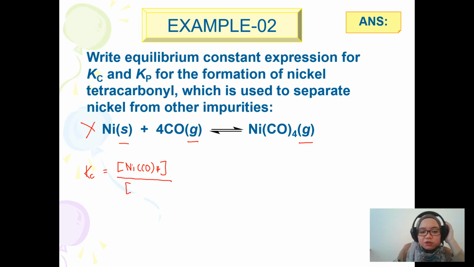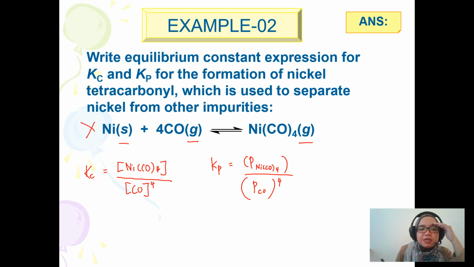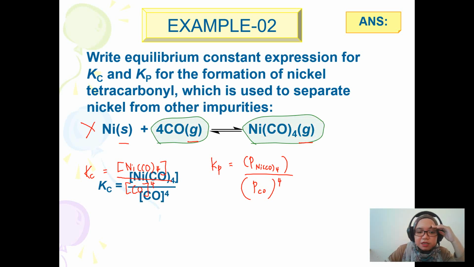over the concentration of CO to the power of 4. So this is how you write Kc. So Kp is equal to the partial pressure of Ni(CO)4 divided by the partial pressure of CO to the power of 4. So this is how you write the Kc and Kp for this reaction.